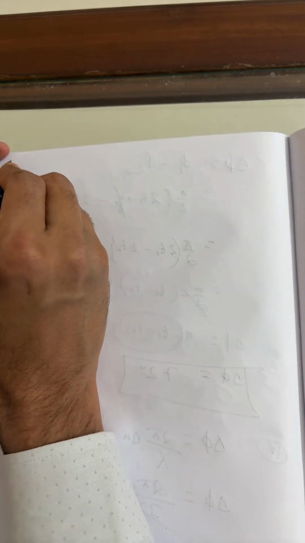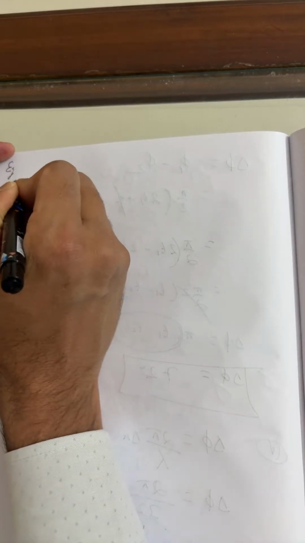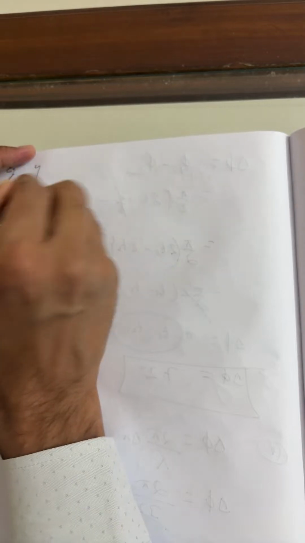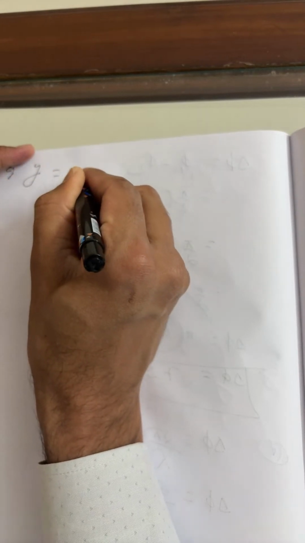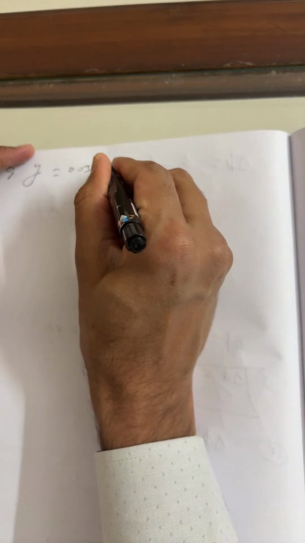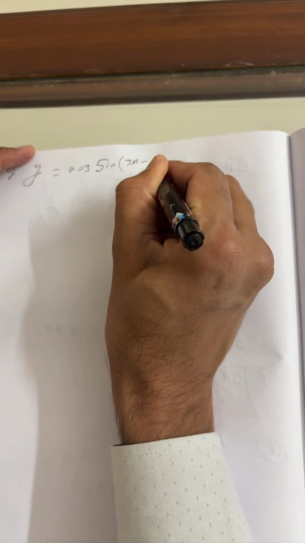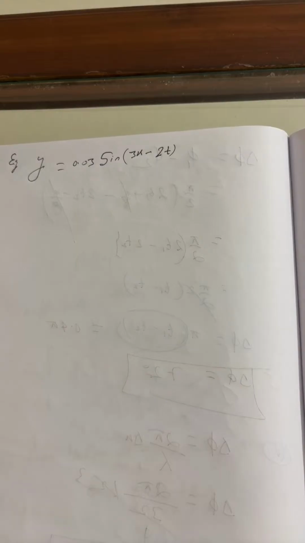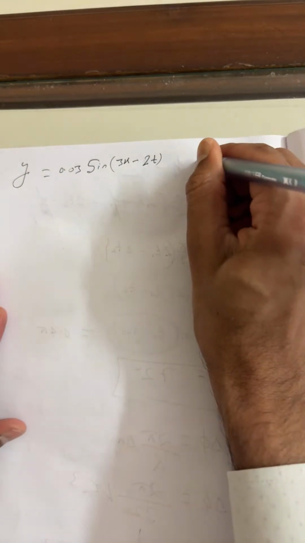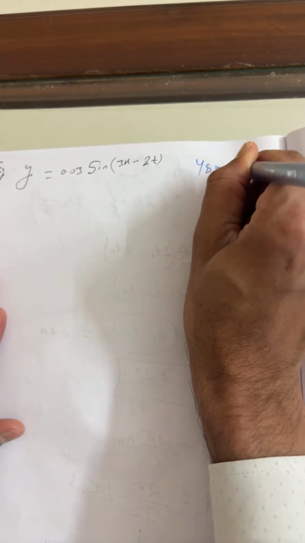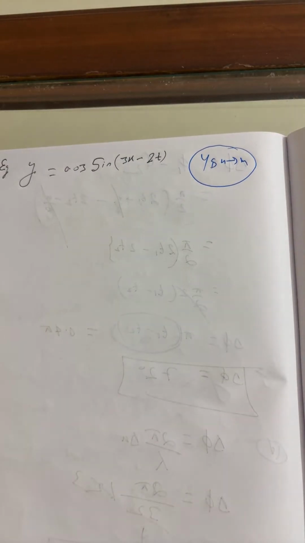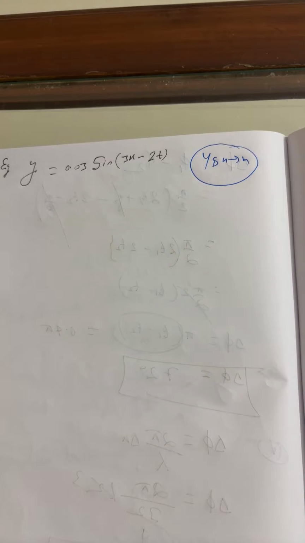You can note down the question with me. This is y equals 0.03 sine of 3x minus 2t, where y and x are in meters and time is in seconds. Listen carefully.